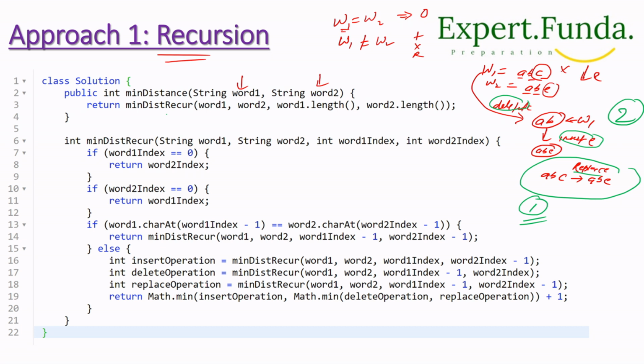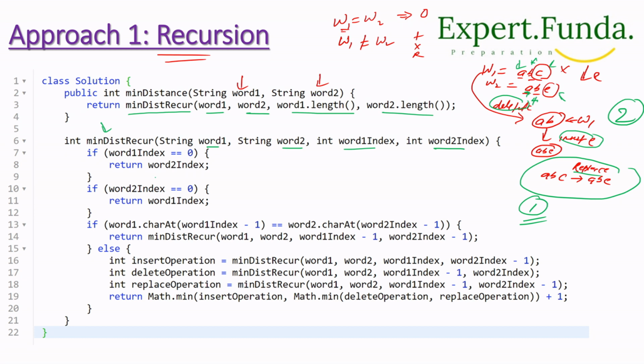So we will create a minimum distance recursion function that takes word 1 and word 2, then passes both lengths, word 1 length and word 2 length, along with the indices of both words. We'll check character by character, just as we checked first A and A, then B and B. The last one is at index 2, where we get C here and E there.